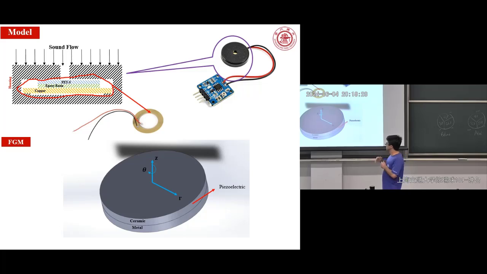So FGM materials are actually defined by two sections. Firstly, metal and ceramics. Piezoelectric material is a kind of ceramic, so I like to substitute piezoelectric for ceramic. So at that time, this structure is a composite material like an FGM structure.